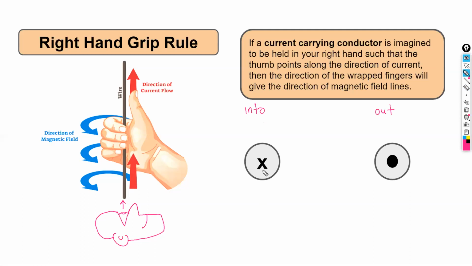The X can mean anything. If they're talking about magnetic fields and you see an X, that means the magnetic field is going into the paper. Whenever you see a dot, that means whatever they're talking about is coming out of the paper.